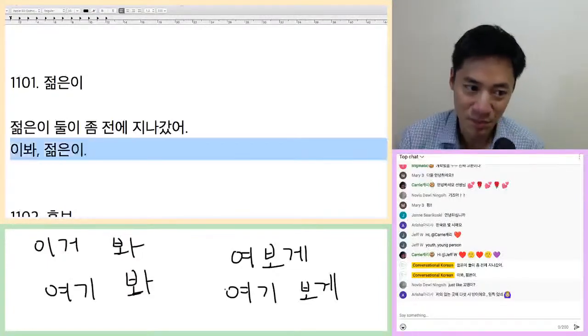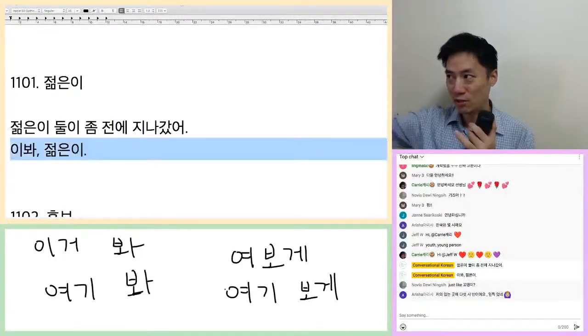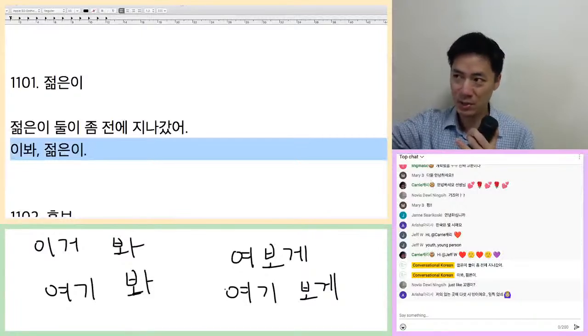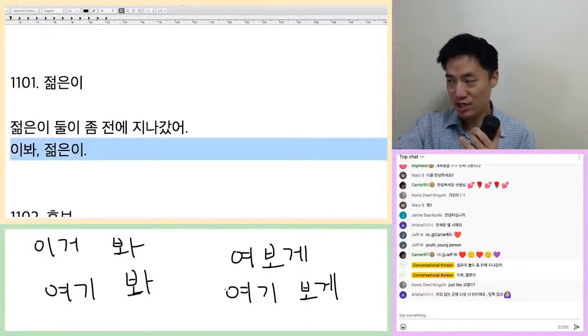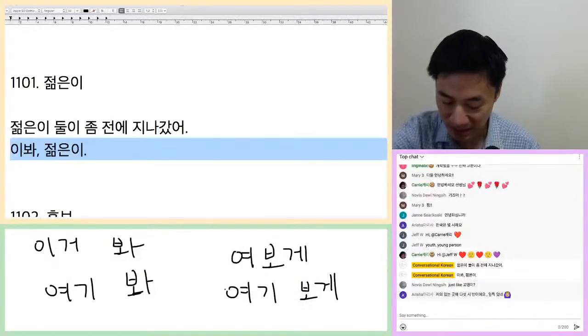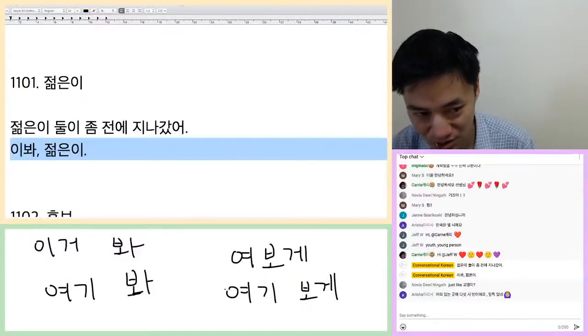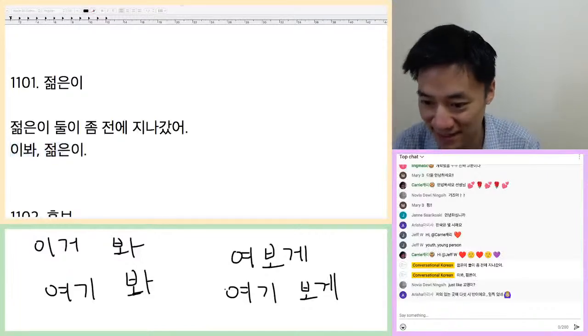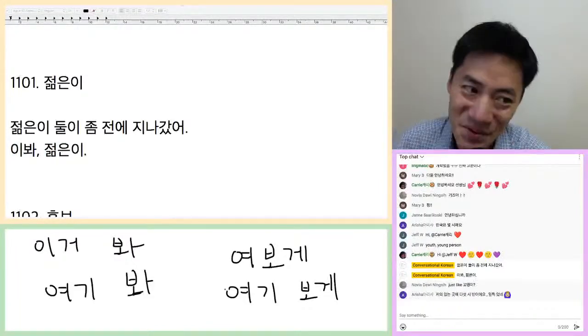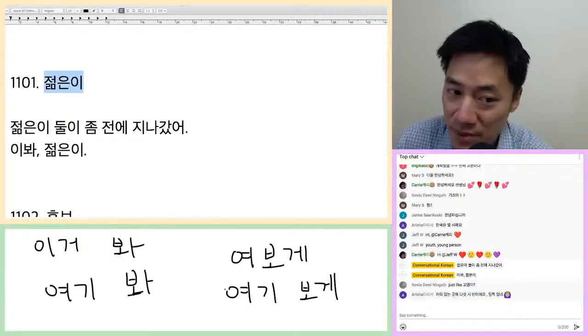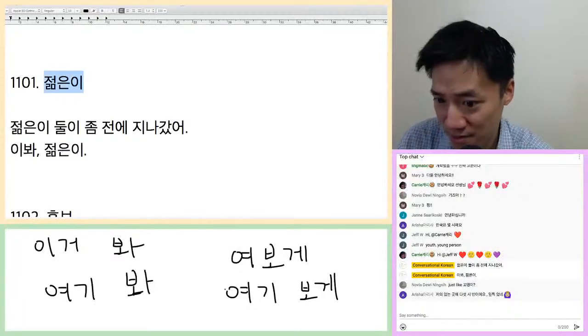So, 이봐, 젊은이. It's like an older person calling a younger person, anyone, whether he's a stranger or he knows that person well or not, it doesn't matter. You can just use this. 이봐, 젊은이. So first word, 젊은이 simply means young person.